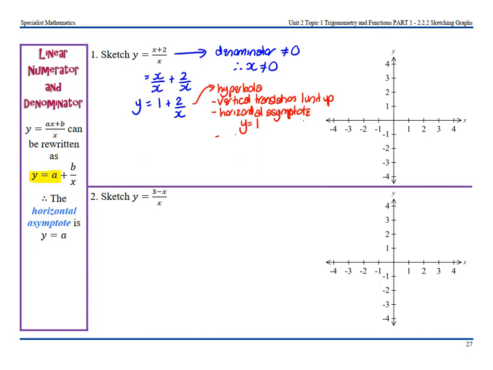Also remembering because it didn't have a horizontal translation, that its vertical asymptote stayed the same, which was x equals 0. Note that that also means there's no y-intercept. Okay, so that's what you knew from methods. So now you can see when we read off, that's where that y equals 1, that asymptote's coming from.